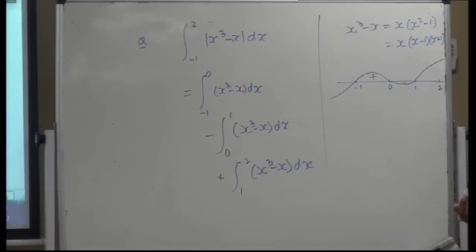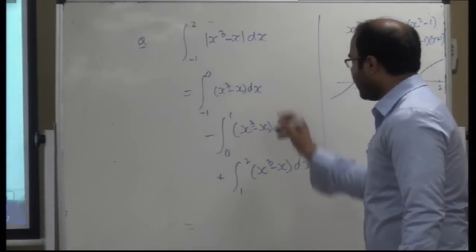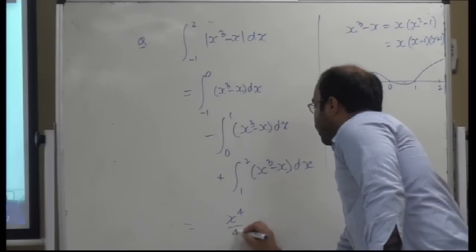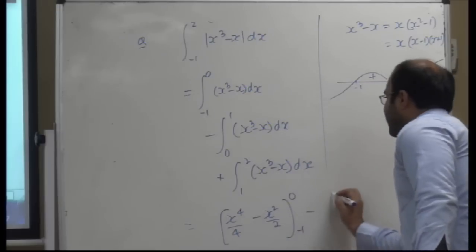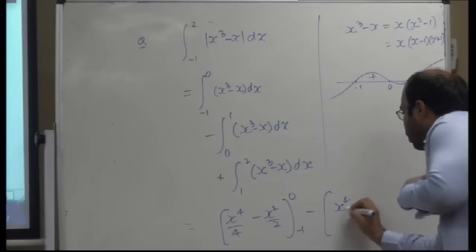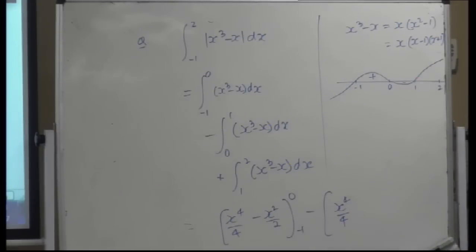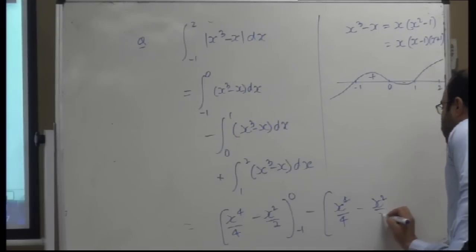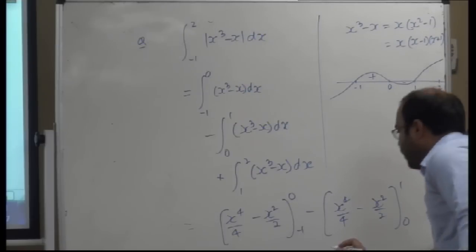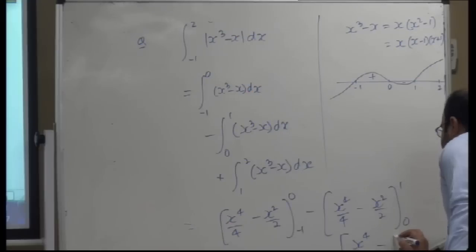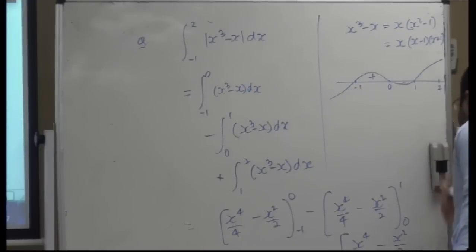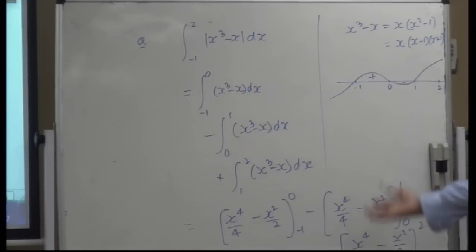Wherever we see that the value is negative, we have to eliminate mod with a negative sign, otherwise we have to eliminate mod with a positive sign. This would become x to the power 4 upon 4 minus x square upon 2 from minus 1 to 0, minus this would become x to the power 4 upon 4 minus x square upon 2 from 0 to 1, and then we will get plus x to the power 4 upon 4 minus x square upon 2 from 1 to 2. Right. Now just put the values and get the answer.